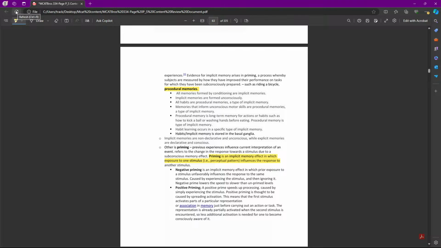Negative primers lower the speed to slower than unprimed levels. Positive primers speed up processing, causing simpler experiences of the stimuli. Positive priming is thought to be caused by spreading activation by semantic networks. This means that the first stimulus activates parts of a particular representation.